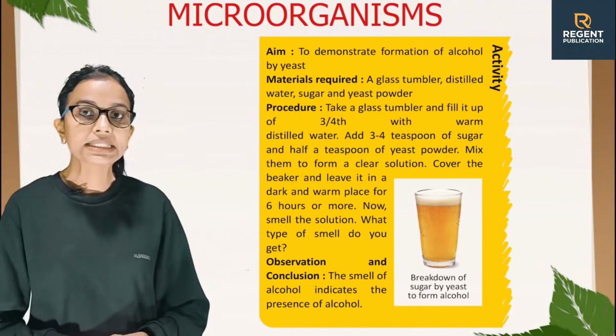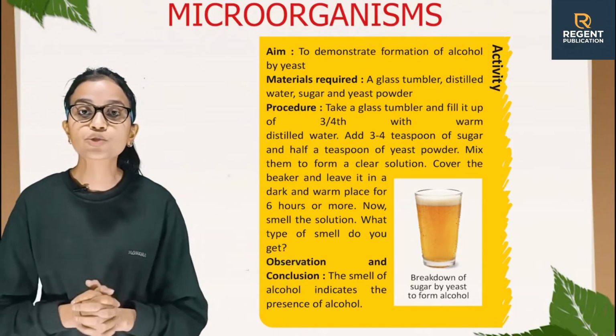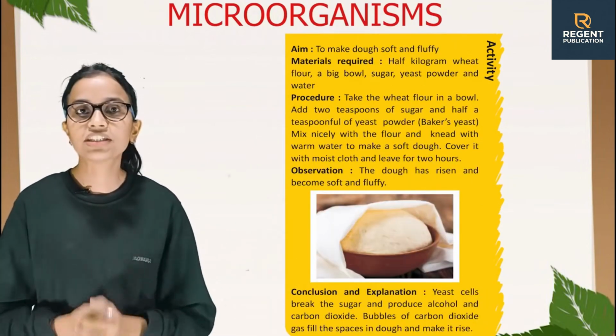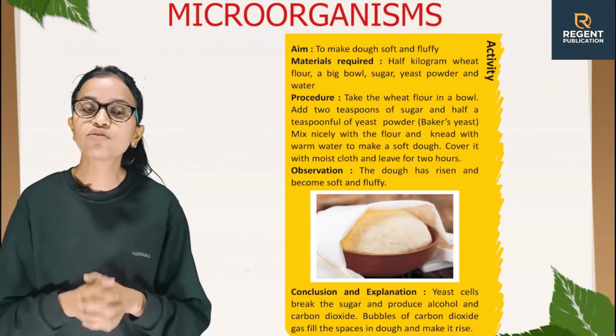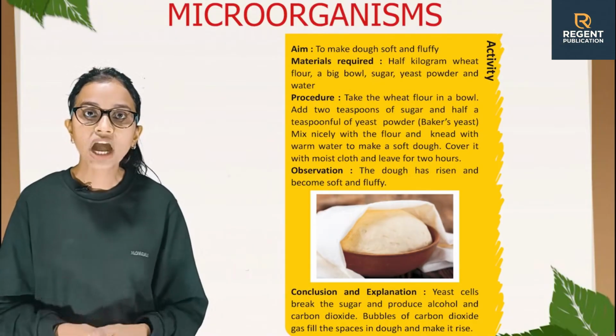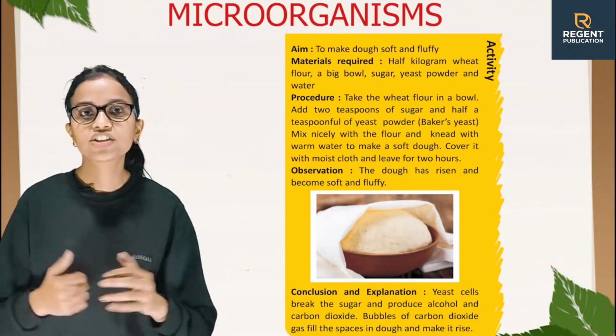So, this is the picture which is showing breakdown of sugar by yeast to form alcohol. Now, there is another activity, and the aim of this activity is to make dough soft and fluffy. Materials required: half kilogram wheat flour, a big bowl, sugar, yeast powder and water.